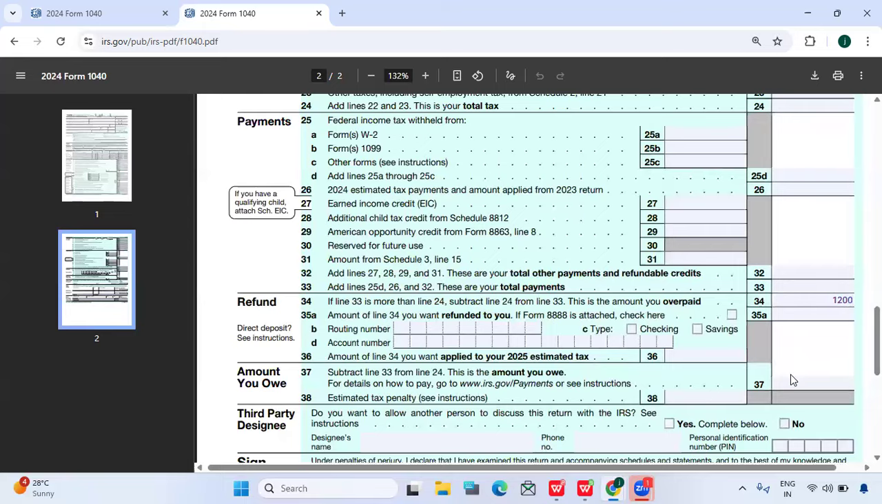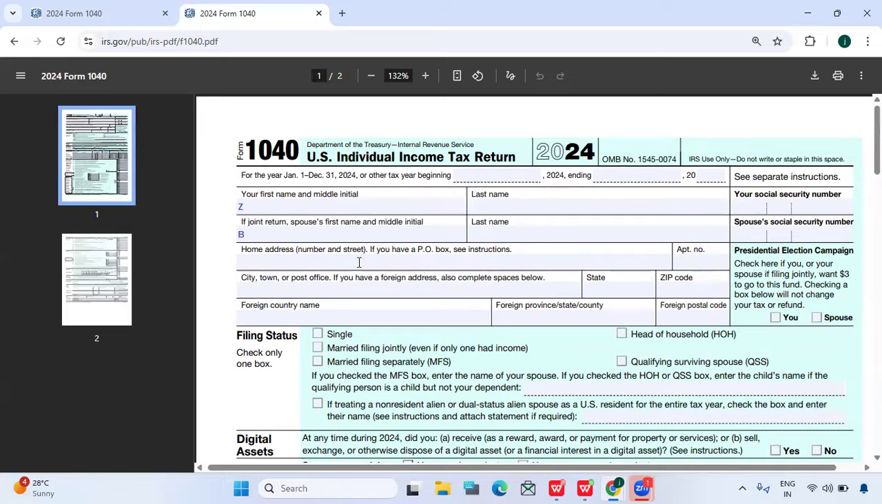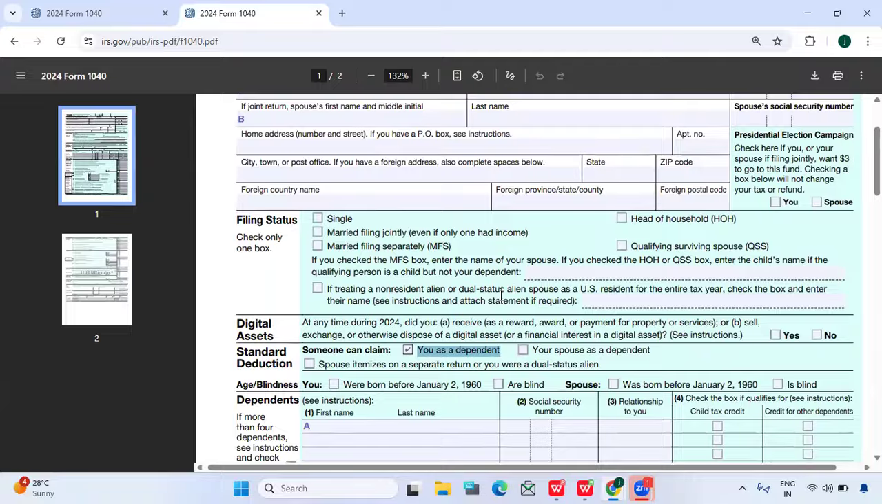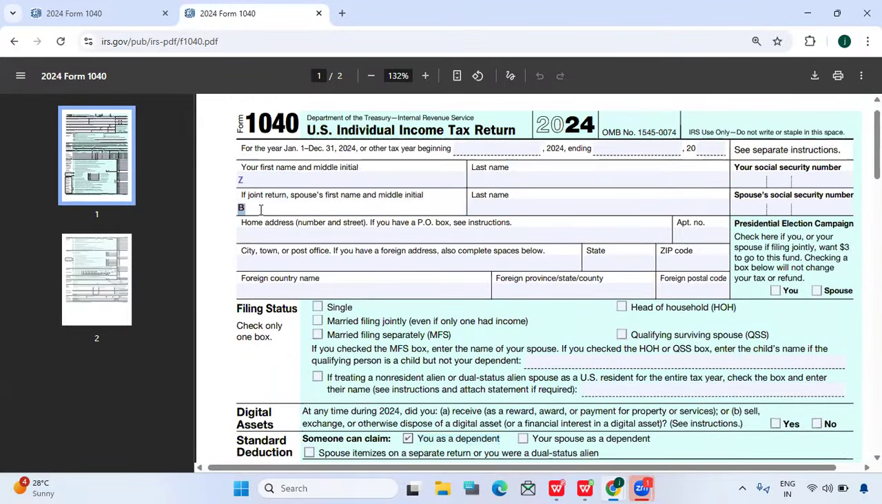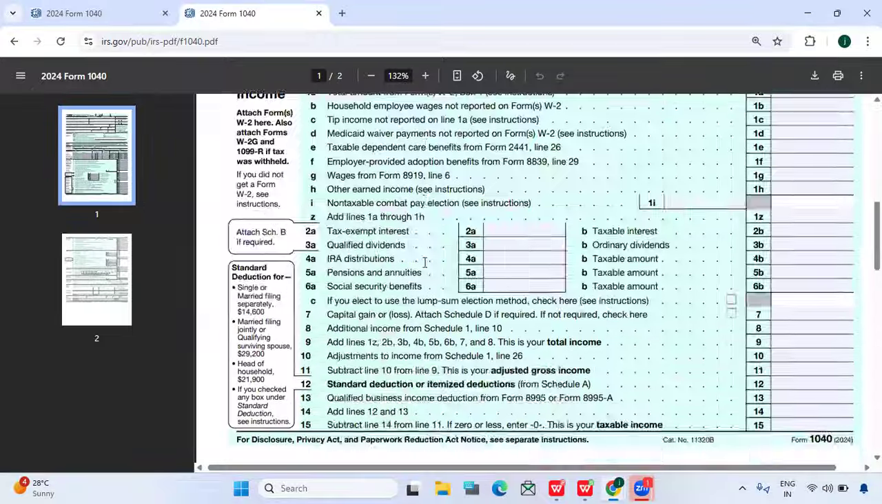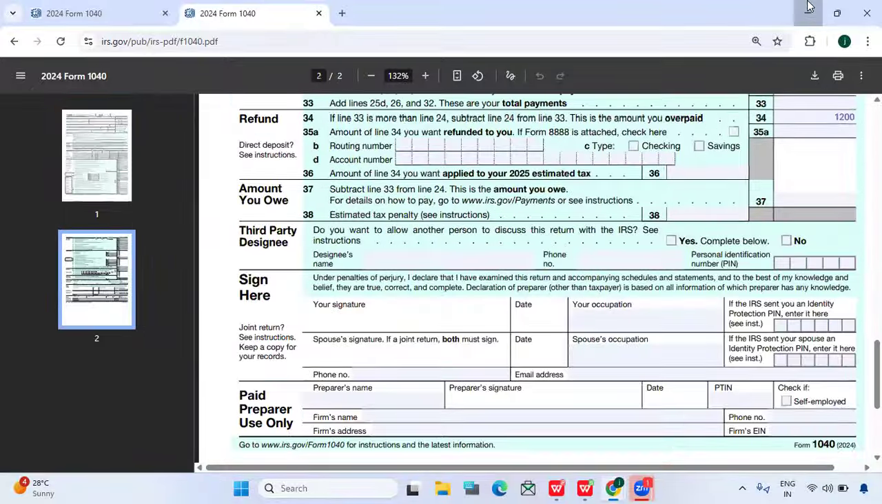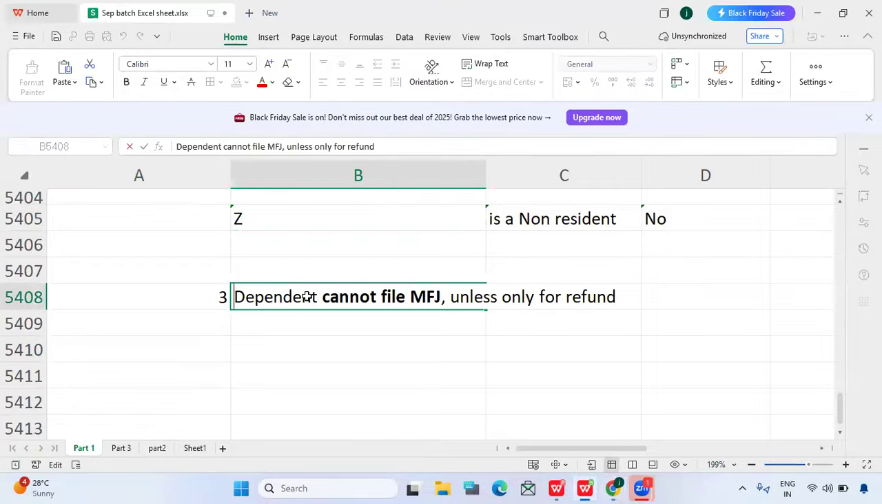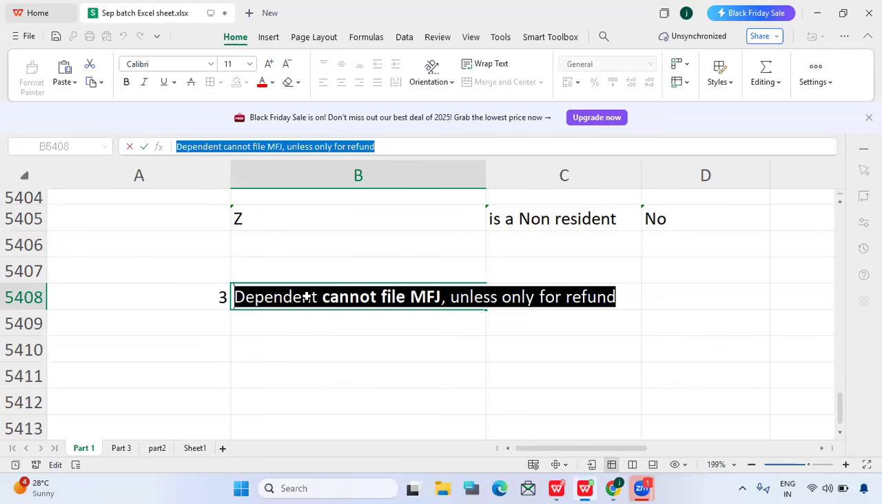Or another case, Z is supposed to pay a tax liability of $3,000. Is that allowed? No, he will not be a dependent again. So just to claim a refund, he can file a joint tax return, because you can see here we have marked you as a dependent. If you are a dependent, then you cannot file a joint return unless it is a refund situation. This is clear, guys. So this is the third important point: a dependent cannot file MFJ unless for a refund.